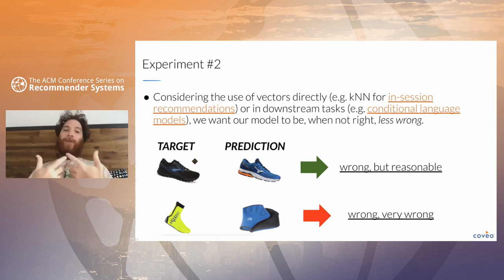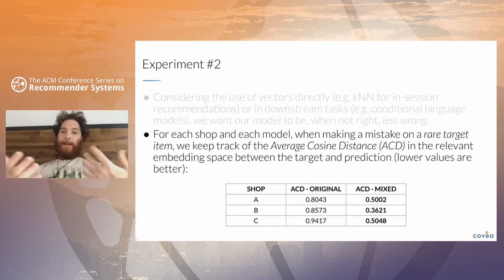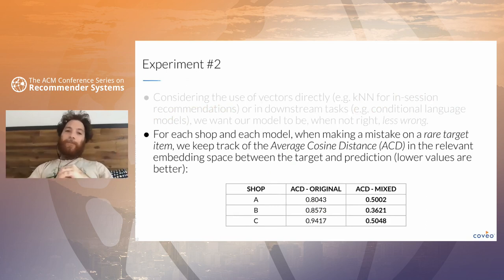In a period where bounce rates are very high, we want to minimize the effect of puzzling the user with recommendations which are clearly off, which tends to happen for rare products because, again, of the low quality of the representation. So to track this desideratum, we make sure to report the average cosine distance on mistakes when the models are wrong in the next event prediction task.